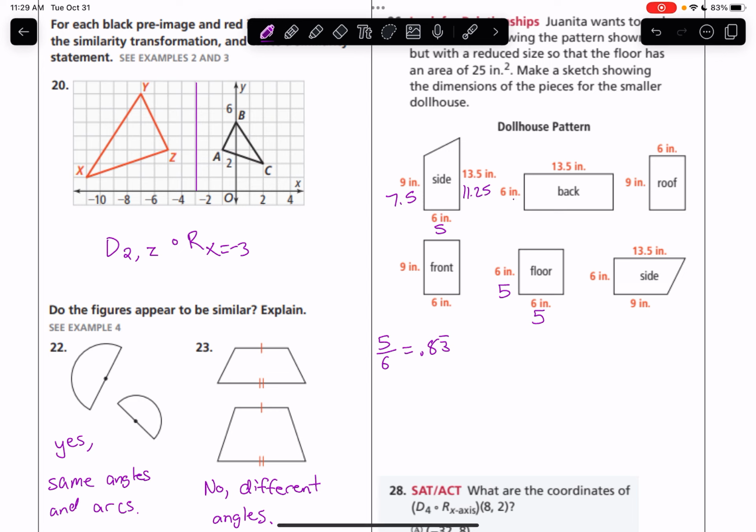For the back, I had a 6, which is now a 5. I have a 13.5, which is now an 11.25. For the roof, I had a 9, which is now 7.5, and a 6, which is now a 5. For the front, I had a 9, which is now a 7.5, and a 6, which is now a 5. And for the side, I had a 6, which is now a 5, a 9, which is now a 7.5, and a 13.5, which is now an 11.25. So those would be the dimensions of the reduced dollhouse.